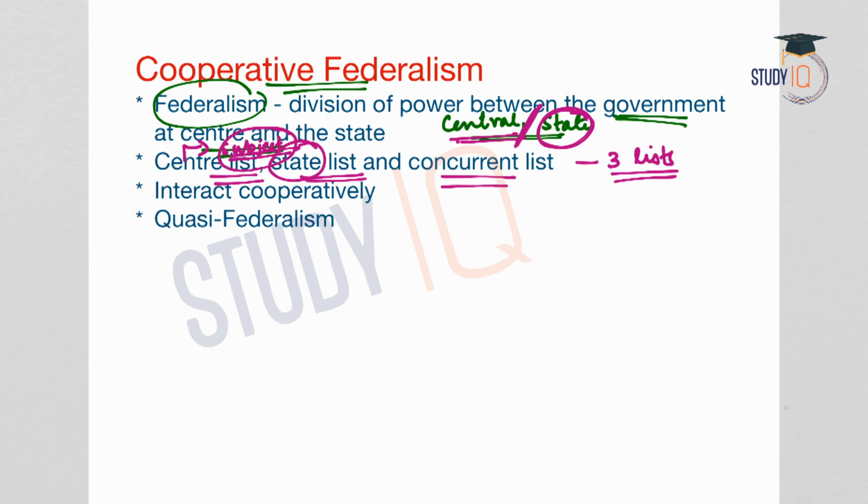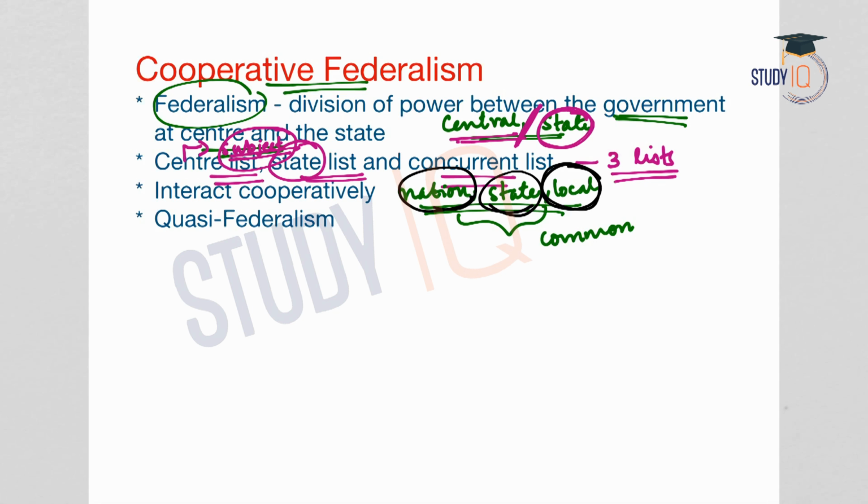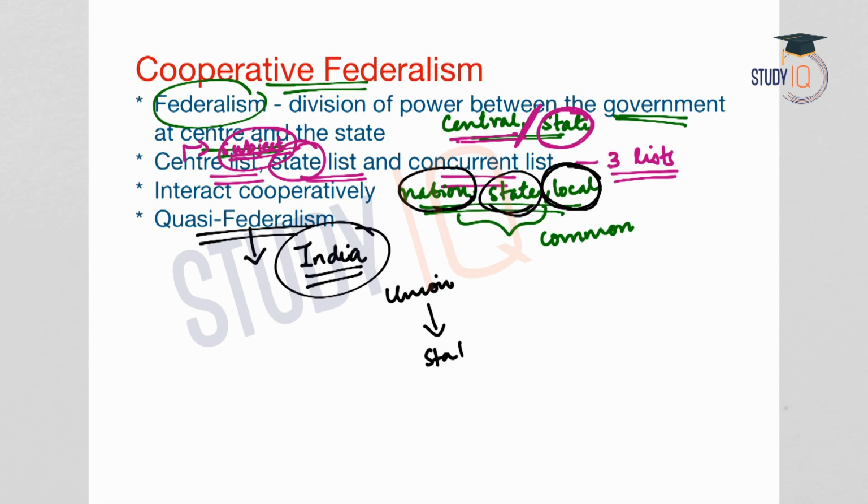Now what is meant by cooperative federalism? Cooperative federalism is a concept of federalism in which the national government, the state government and also the local governments interact with each other cooperatively and collectively to solve common issues. So there is cooperation among these three tiers of government, that is the central government, state government and the local governments. Cooperative federalism is also called quasi-federalism, where a state, that is India, shares the powers between the union, that is the center, and the states, but there is a tilt towards a strong center.